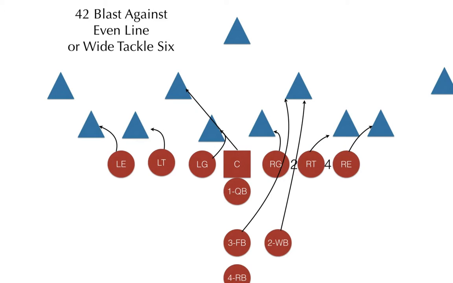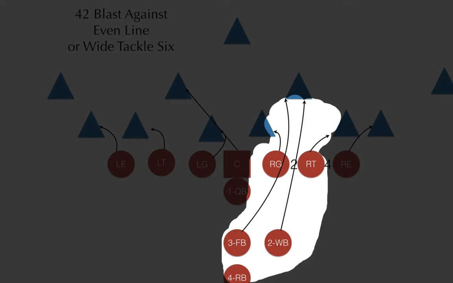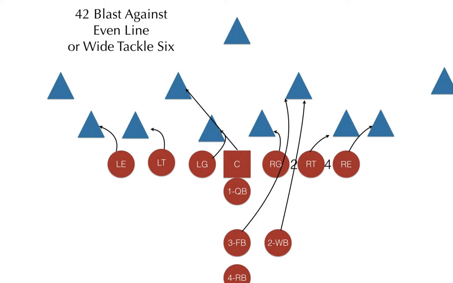This blast is designed to have 5 guys at the point of attack. You have the right guard, the right tackle, the wing back, the fullback leading the way. The running back becomes his own blocker once he penetrates the line. So that's 5 guys against their 11 within one hole. That's the key to this play. This is where we impose our will on the opposition.